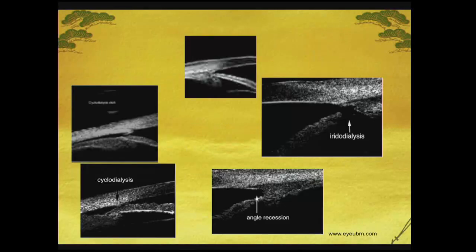And these are some images of different pathologies. So this is a cyclodialysis cleft. Here you can see the separation of the ciliary body from the sclera. Here's another cyclodialysis cleft. This may trick you up a little bit because the iris is touching over here. This is normal. Here's an iridodialysis. There's a break in the iris, and then angle recession, which is probably the hardest to discern, but it's basically the iris should be up here, and it's sort of fallen back.